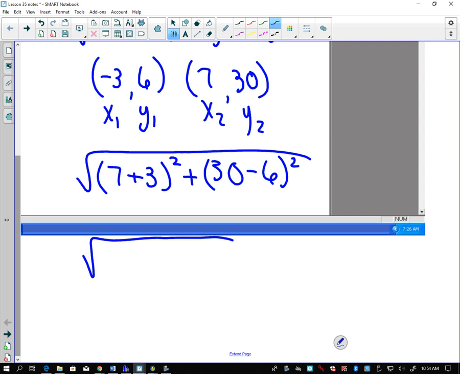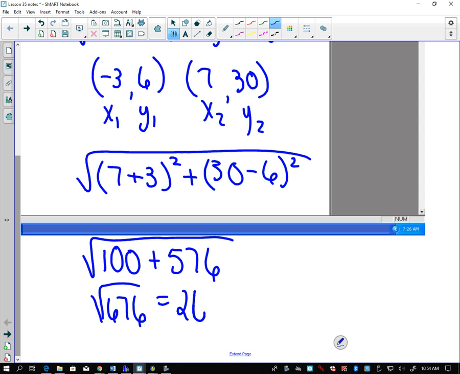So you're getting 10 squared, and then jumping to 100, okay? Plus, so 30 minus 6 was what? 24, and you're squaring 24, and that's your 576. So you're getting square root of 676 equals 26. Okay. We're good with this? Do we need to do the next one?